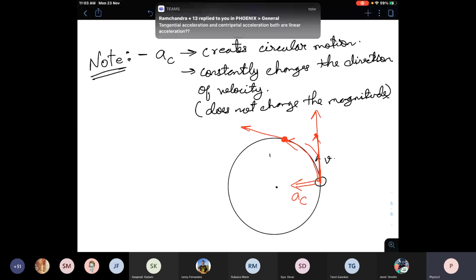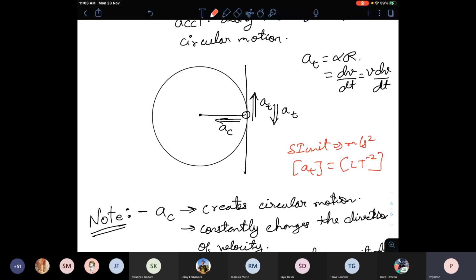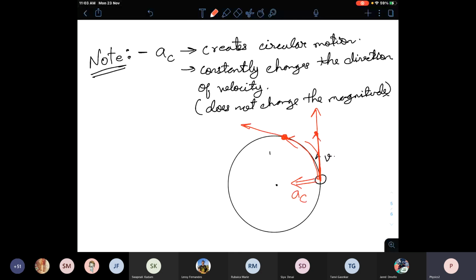So both are linear accelerations, but their work is different. They have different works. That is why two linear accelerations are able to create a circular motion, because of the work they do to make the motion circular. So here what I said was, see, its velocity was in upward direction.